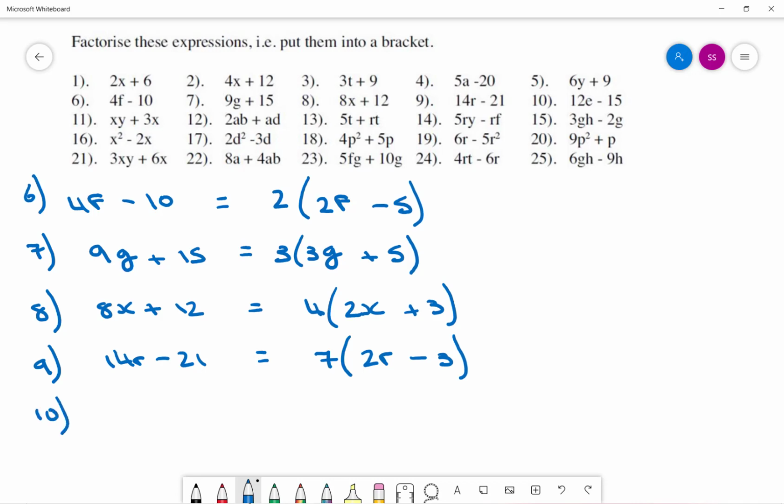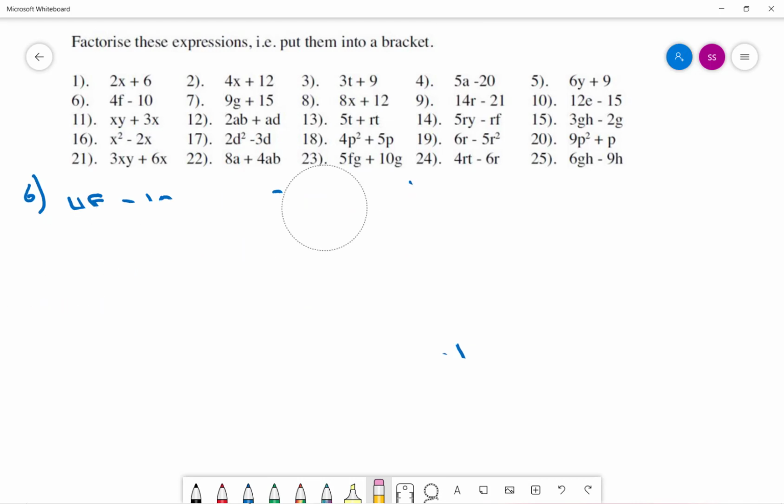For number 10, 12e minus 15. Our common factor here is going to be a 3. 12e divided by 3 leaves me with 4e, and minus 15 divided by 3 leaves me with minus 5. So there's our answers to the second row of exercise 5.2. Let's keep going. So the next one is number 11. We've got xy plus 3x. In this example, the common factor in both of these two terms is just the x.